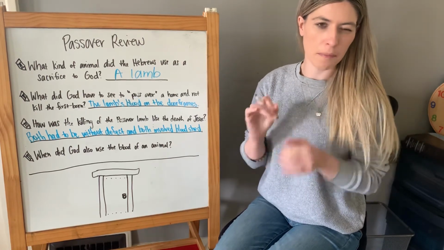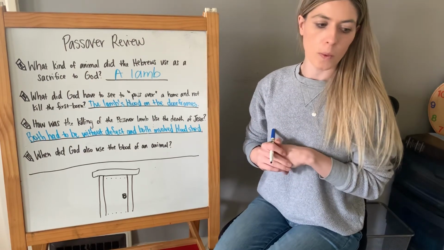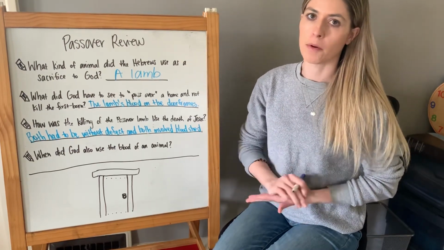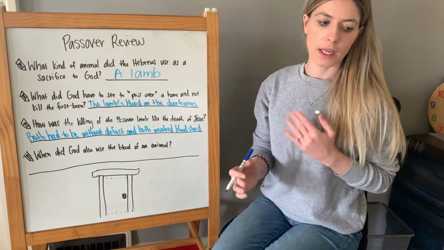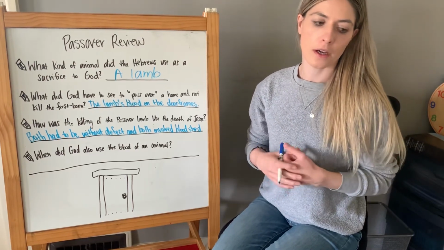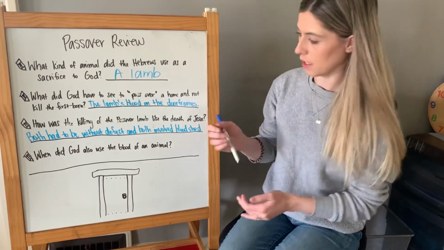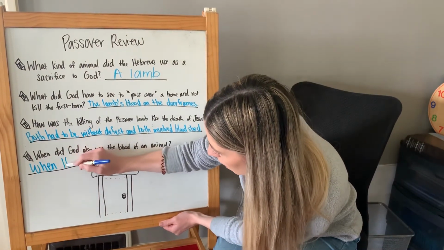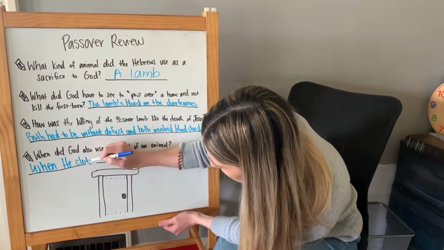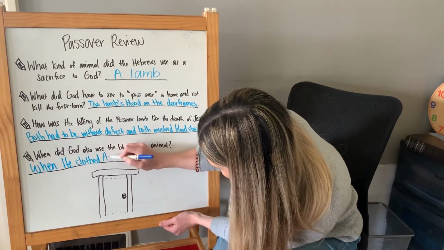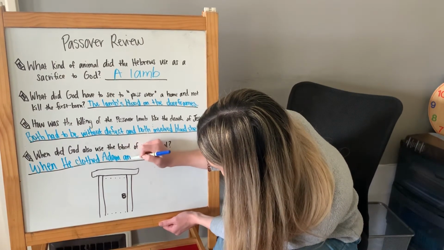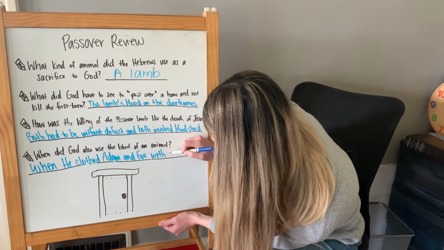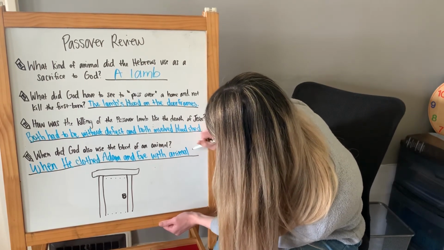The last question. This one might be a little bit tricky, so we're going to have to think a little bit harder. When did God also use the blood of an animal? Well, if you think back to the very beginning of our Bible workbook, the very beginning of the Bible, there was blood of an animal also used when God clothed Adam and Eve with animal skins. So when he clothed Adam and Eve with animal skins.